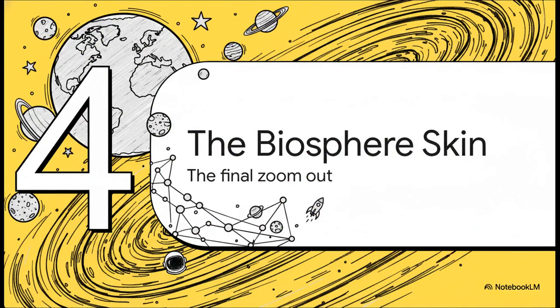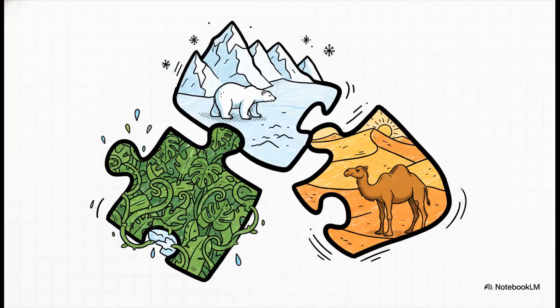Which brings us to Section 4, the biosphere skin, the final zoom out. Before we look at the whole globe, we need to talk about biomes. These are the massive, enormous terrestrial regions defined by their sweeping, specific climates, vegetation types, animal life, and soil types. Think of biomes as the major structural wings of nature's house.